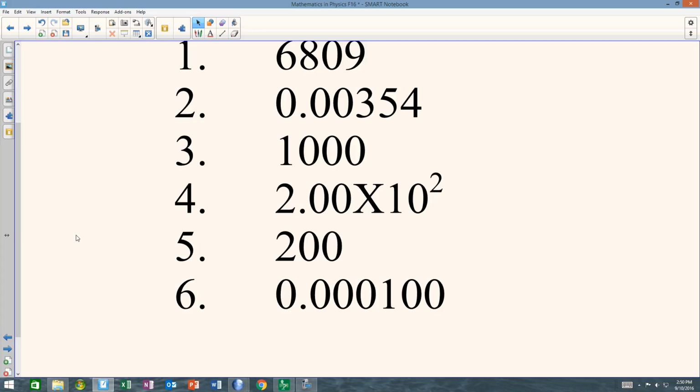Okay, take a look at number 3. In number 3, we have 1 significant digit. All of those zeros fall without a decimal point. They are for placement purposes, and therefore we have 1 significant digit. For number 4, we have 2.00 times 10 to the 2.